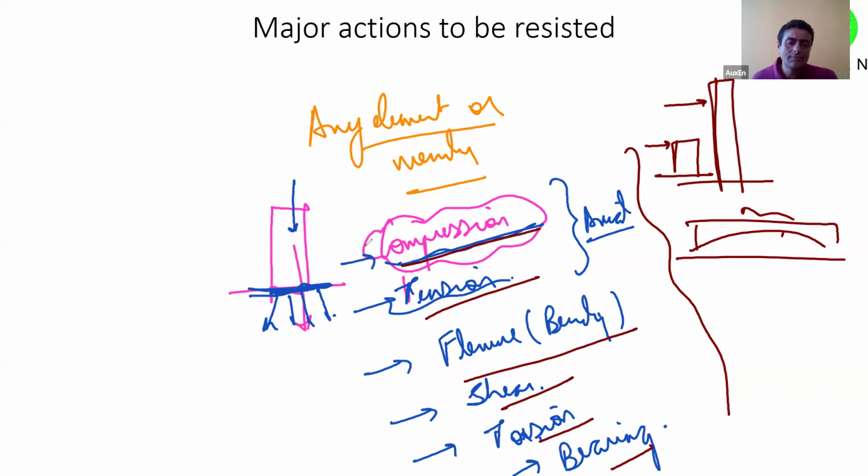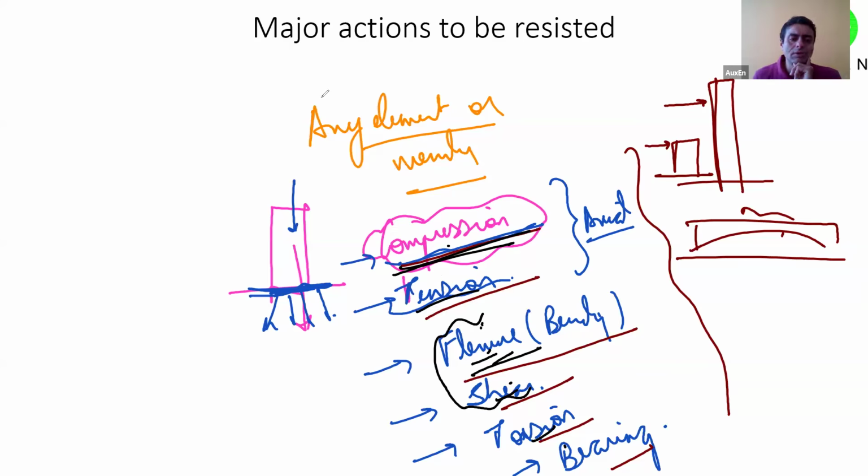So either these, as Mr. Zoeb is saying, either these or combination of these. Yeah, combination of these is possible. So you might have compression with bending, or tension with bending, or as I told you, you generally have flexure, that is bending and shear together, or you might have compression with bending, shear, and torsion, or there might be bearing and compression and flexure, and so on. So there can be a combination of these or some of these actions acting.